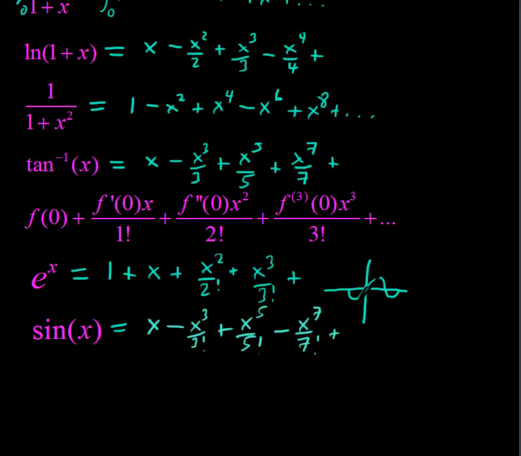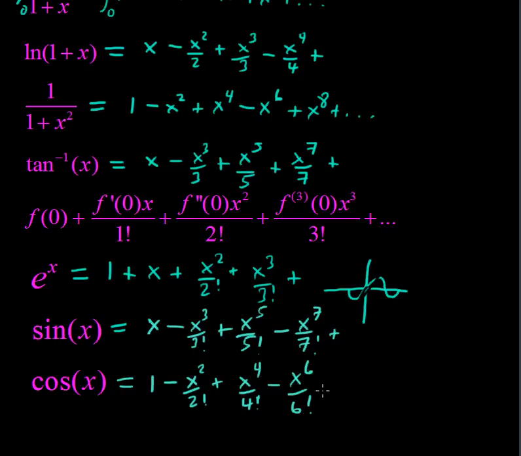All right, and then meanwhile, cosine, it's actually the easiest of these, because as I started to say on this one where I misspoke, the cosine of 0 is 1. So you actually start off with 1, and then they're all the even powers. So 1 minus x squared over 2 factorial plus x to the 4th over 4 factorial minus x to the 6th over 6 factorial. And we have our sequence here.